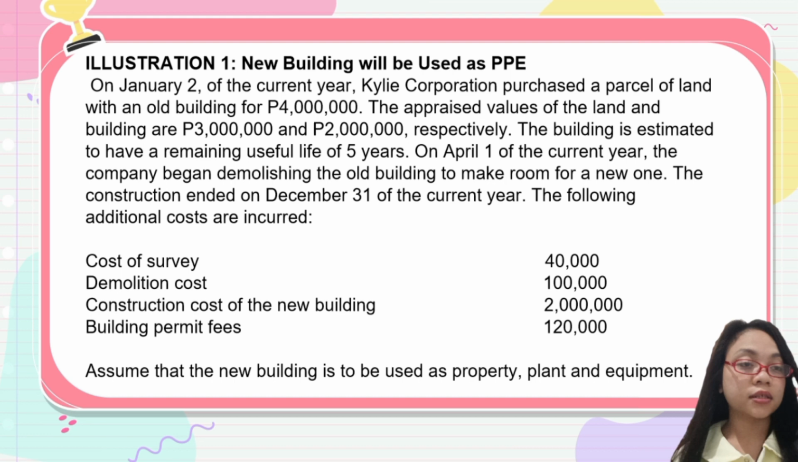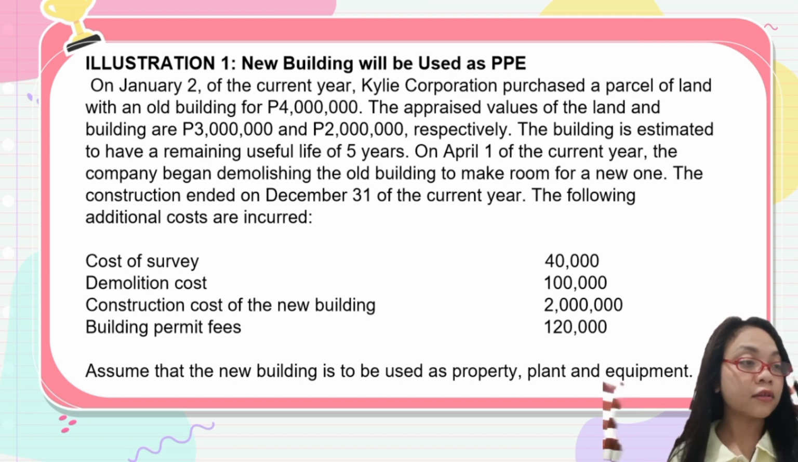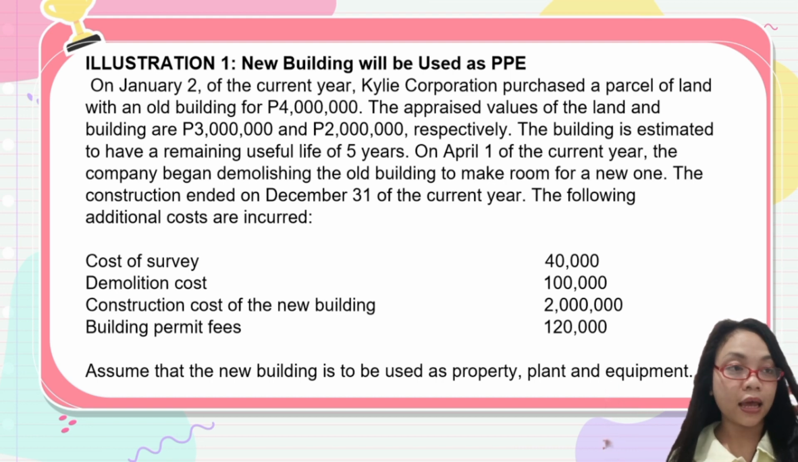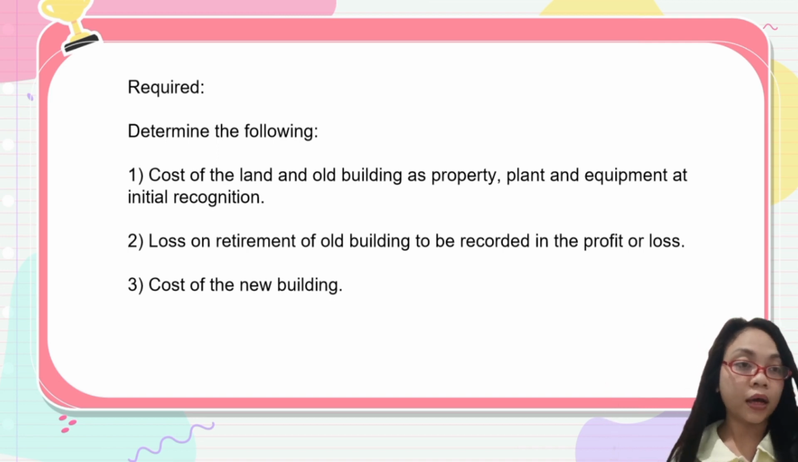The following additional costs are incurred. The additional costs are: cost of survey 40,000, demolition cost 100,000, construction cost of the new building 2 million, building permit fees 120,000. Assume that the new building is to be used as property, plant, and equipment. For the requirements of the problem, determine the following. Number 1, cost of the land and old building as property, plant, and equipment at initial recognition. Number 2, loss on retirement of old building to be recorded in the profit or loss. Number 3, the cost of the new building.